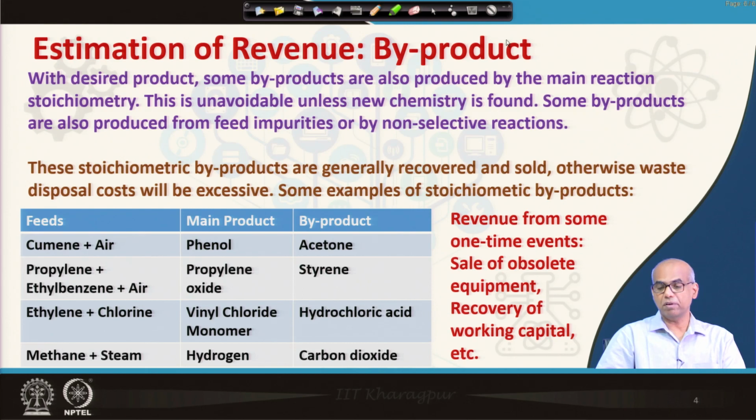Now, we can also earn revenue from some one time events, such as you sell obsolete equipment, those equipment which are no longer usable. So, you can sell obsolete equipment, recovery of working capital after the plant is shut down or the life cycle of the plant is over. So, from such one time events also you will earn some revenue, but these are all one time events. Regular events are sale of regular products as well as sale of sellable byproducts.